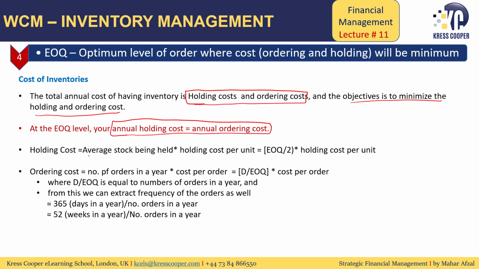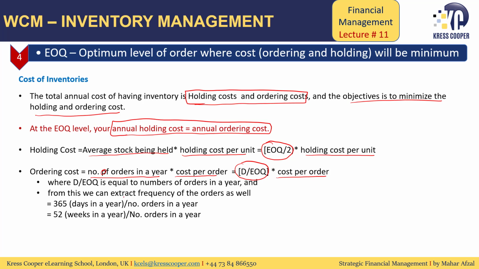Holding cost is equal to average stock being held multiplied by holding cost per unit. This average stock is EOQ divided by 2, which is part of the assumptions of the formula. And this is the relevant holding cost per unit; any cost which is irrelevant will not be considered part of the holding cost. In the same way, ordering cost is equal to the number of orders in a year times cost per order, and the number of orders is annual demand divided by EOQ. It will give me the total ordering cost on an annual basis.